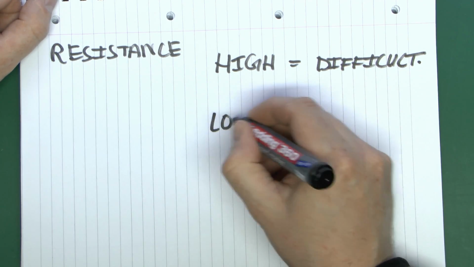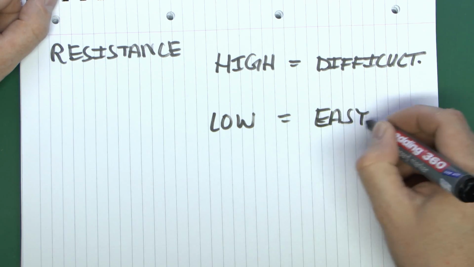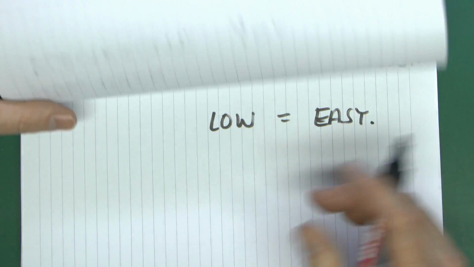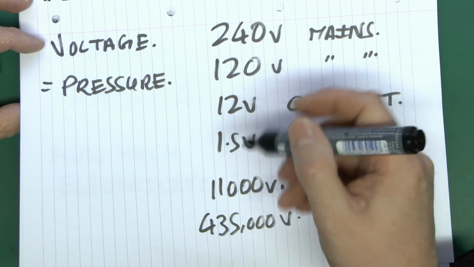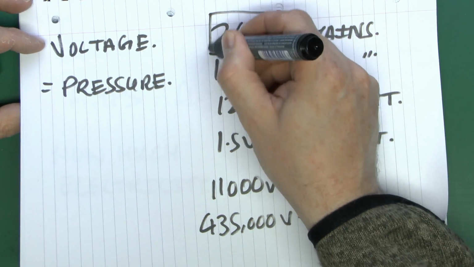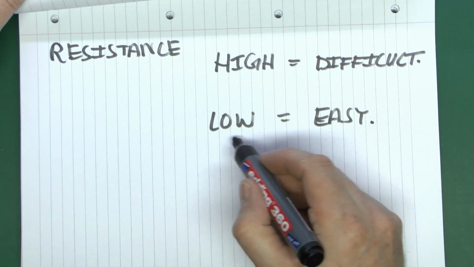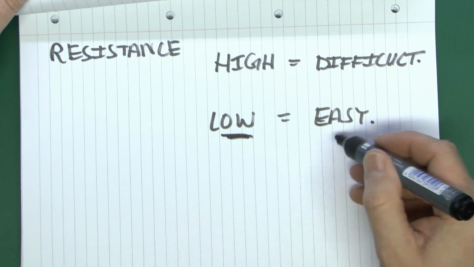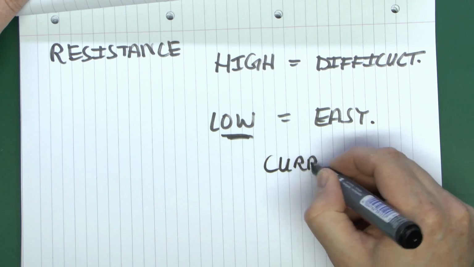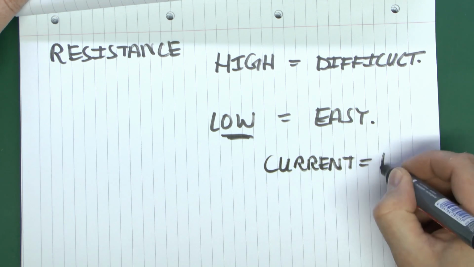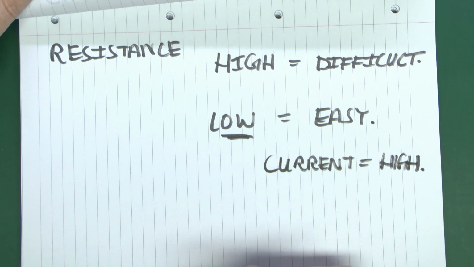And conversely, if it has a low resistance, then it's very easy for considerable amounts of electricity to get through. So if you look at the previous items here, if you had a fixed voltage, say we picked the mains voltage, 240 volts, if we apply 240 volts to something which has a low resistance, then because it's very easy for the electricity to go through there, you'll find that the current that goes through there is actually fairly high, because it's very easy for the electricity to flow through.